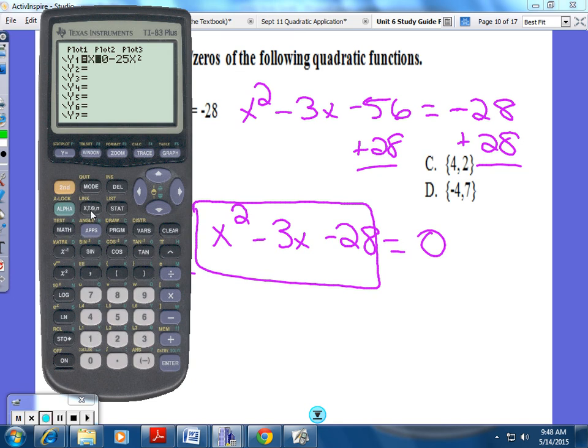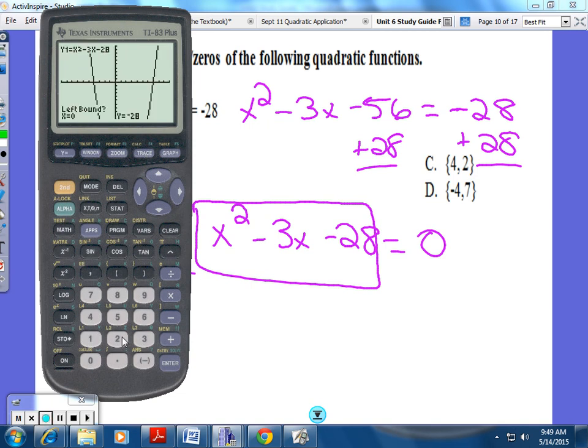So I put in x to the second power minus 3x minus 28, second trace. Those are the two buttons that we hit to find the zeros, which are the solutions, the minimum or maximum, which is the vertex. Okay, but they asked us for the zeros, so we hit number 2.